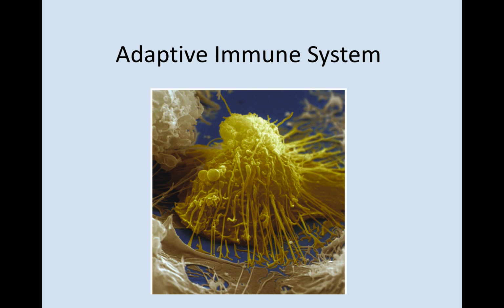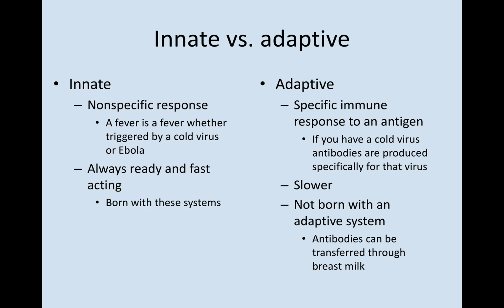This is Chapter 15, Part 2 video. We're going to talk about the adaptive immune system. The adaptive immune system is a specific response to an antigen.